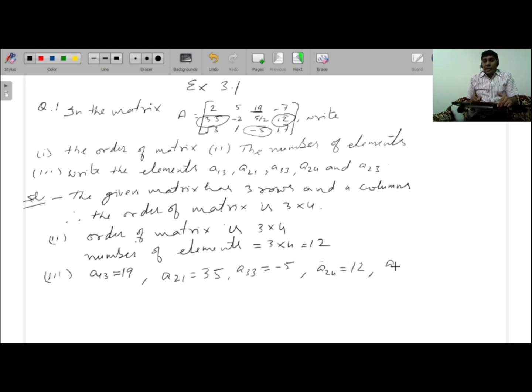And A23, the element which lies in the second row and third column. 35, minus 2, 5 by 2 and 12 is the second row and the third column is 19, 5 by 2 and minus 5. So 5 by 2 is the element which lies in the second row and third column.